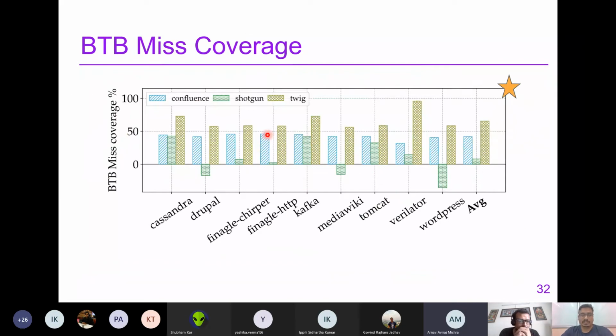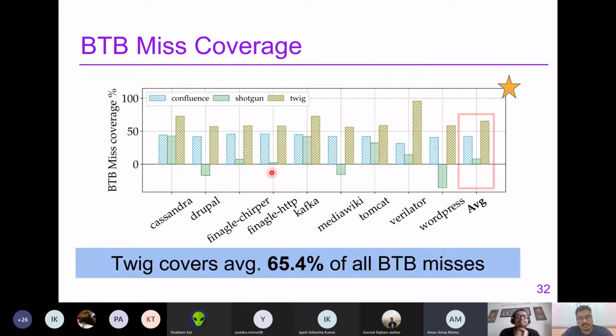Now we take a look at the BTB miss coverage. Again, we can see that Twig is outperforming in most of the applications. Twig is outperforming Shotgun and Confluence, and Twig is covering on average 65% of all BTB misses.